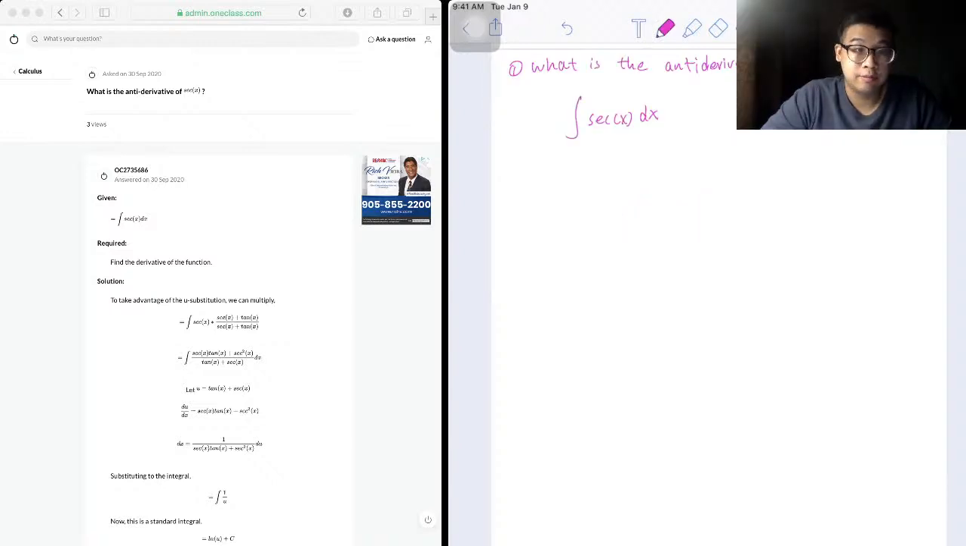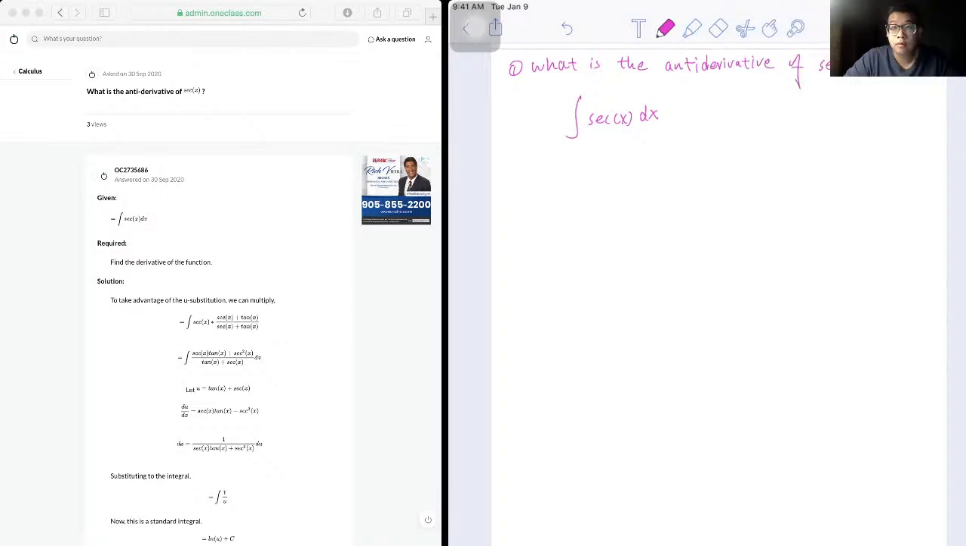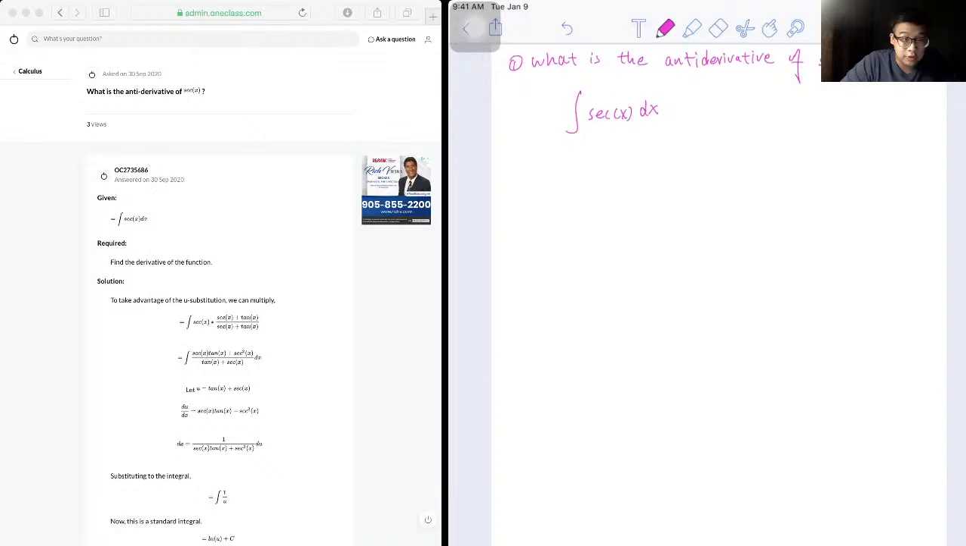I would like to first share common rules that we use when we're solving integrals. So the first thing I want to mention will be integral by substitution.